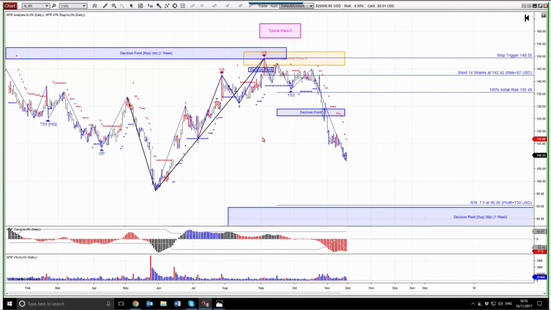So that's the whole thing we're looking to do, is look to gauge these patterns when the picture becomes clear, but gauge it in relation to higher time frame support and resistance. And all the time, look to use position sizing, in this case risking 0.5% of a $20,000 sample account. That would mean shorting 14 shares.